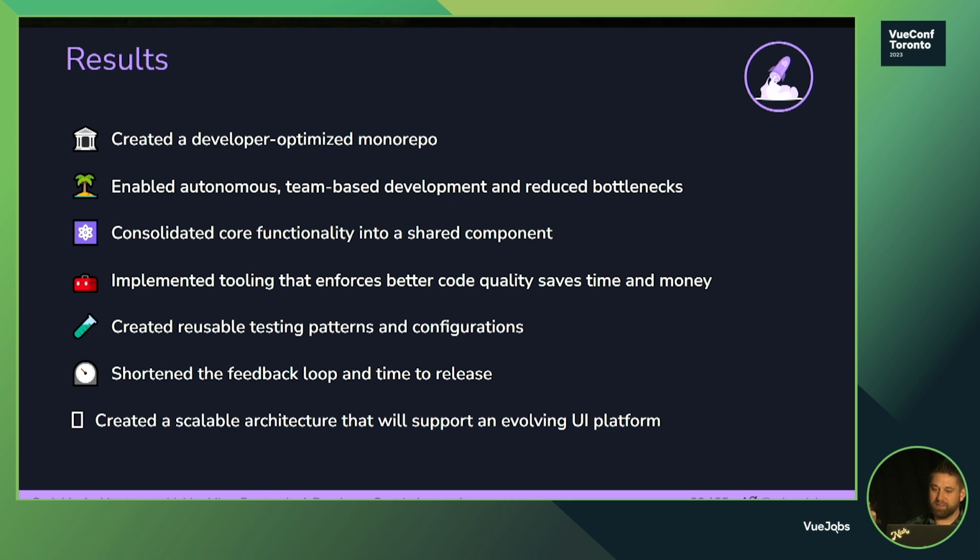So you can see here the list of all the things we did. We created the Monorepo, better optimized, autonomous team-based development, so we don't have those bottlenecks, better tooling, shorter feedback loops, and we made something that's scalable so that in this new architecture, we can grow as needed with the app.